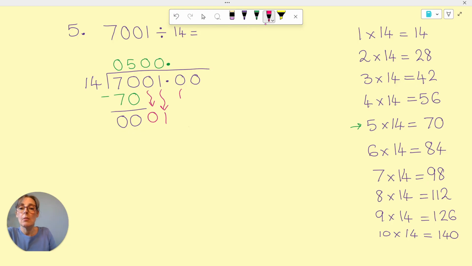Then we bring another 0 down. Can we fit 14 into 10? No, we can't. So we put another 0 in. Can we fit 14 into 100? Yes, we can. And what is that? 14 into 100. Oh, so close. 7 lots is 98. So take 98 away.